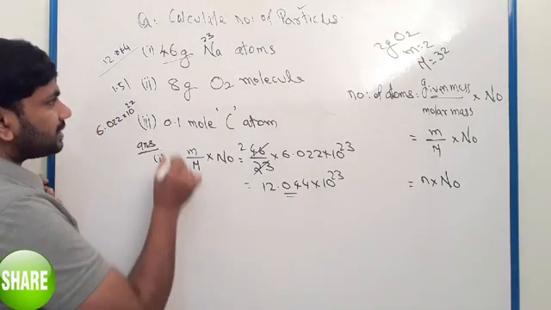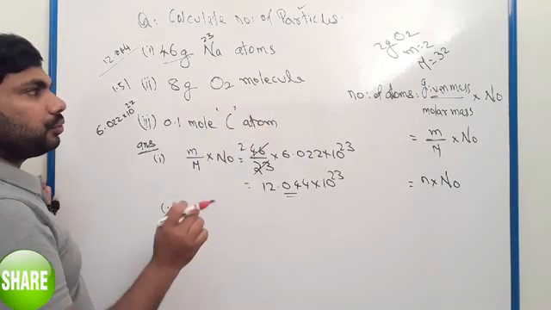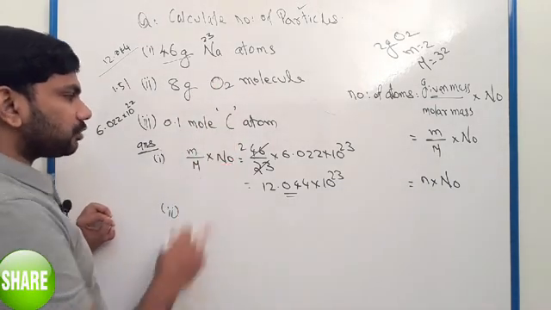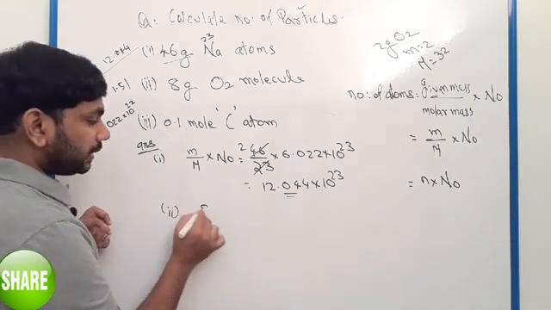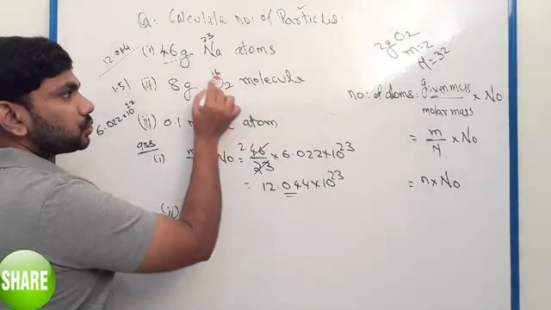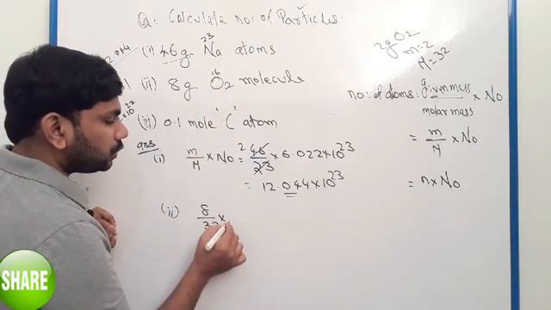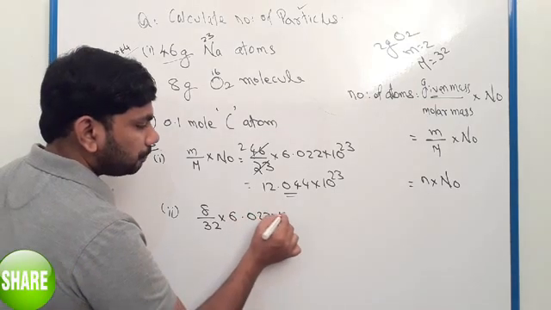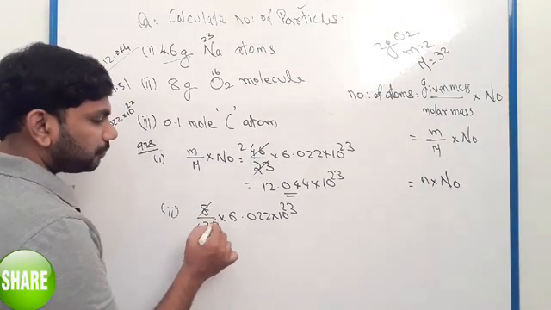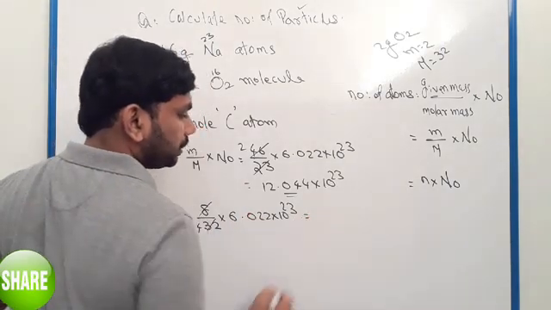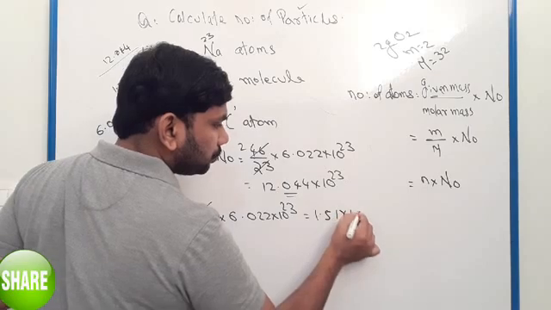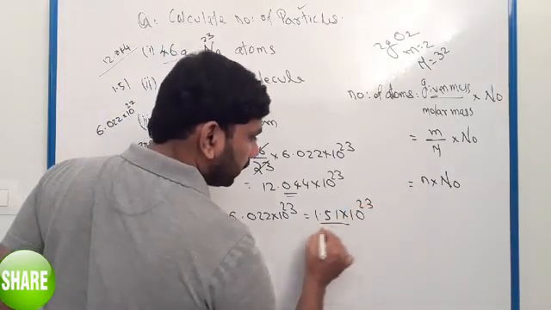Here, let us check the second question, 8-gram oxygen molecule. You want to find the number of particles in 8-gram oxygen molecule. Same equation: mass over molar mass into Avogadro constant. What is the given mass? Given mass is 8. 8 divided by, what is the molar mass? Oxygen is 16. Here it is O2, so 2 times 16, which is 32, into 6.022 into 10 power 23. When you solve this, it will be 1 by 4 into 6.022 into 10 power 23. The final answer you will get is 1.51 into 10 power 23. This is the final answer.